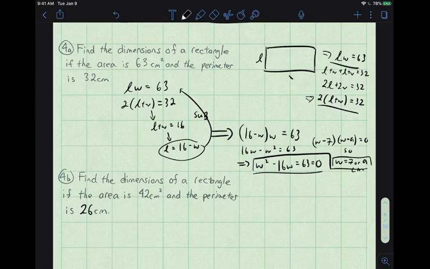This does make sense. If your width is 7, that means your length is 9. If your width is 9, that means your length is 7. So both answers make sense in this case. We got the dimensions.